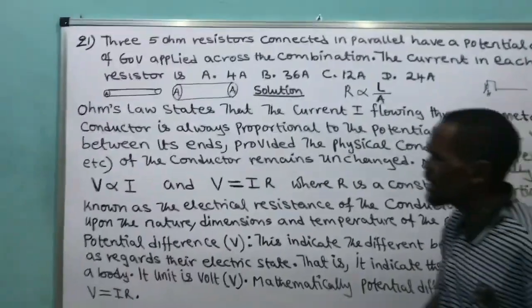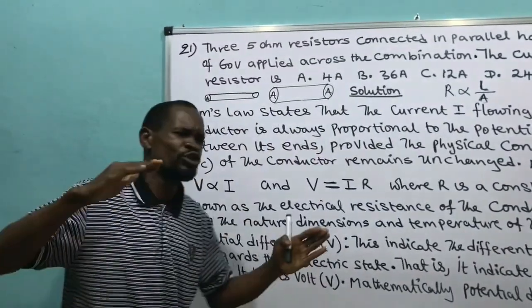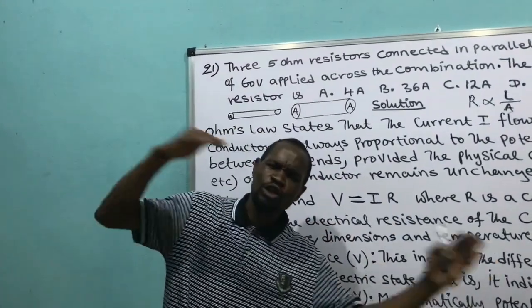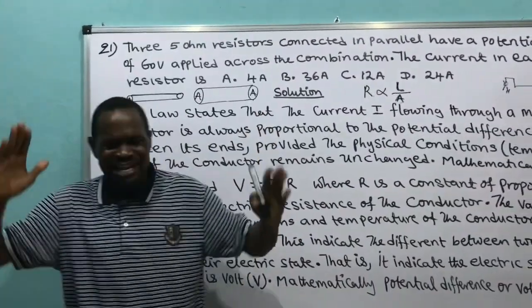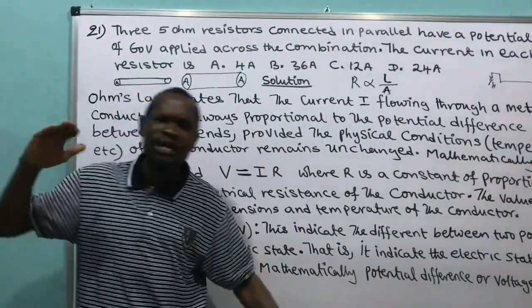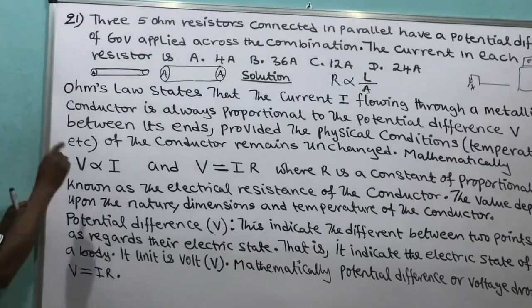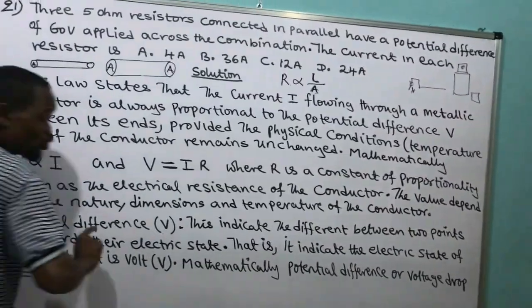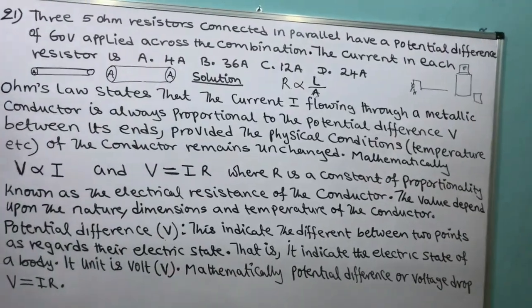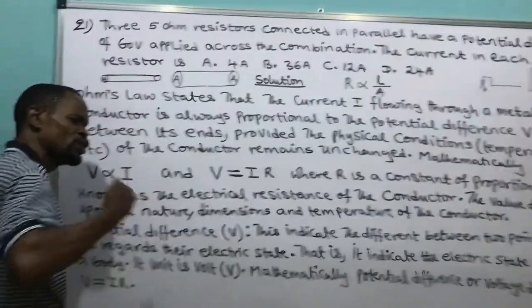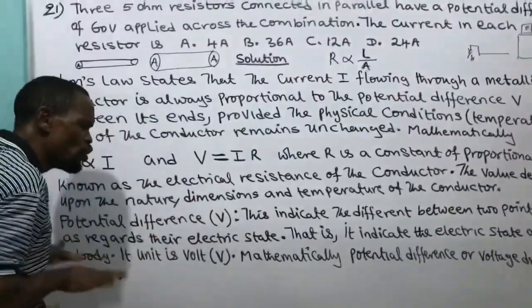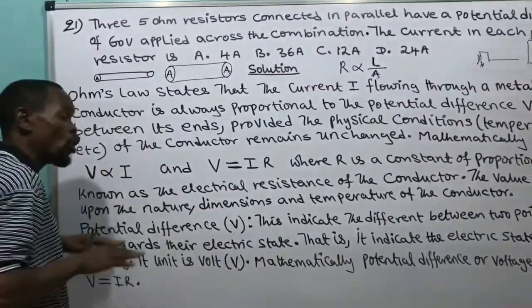We now see what we call potential difference. Potential difference means from the higher to the lower or lower to the higher. That's what we call potential difference. If there is no potential difference, there will not be any flow of current. So what causes the flow of current is what we call potential difference between the two ends of the wire. If there's no potential difference between the two ends of the wire, there will not be any flow of current or electron.